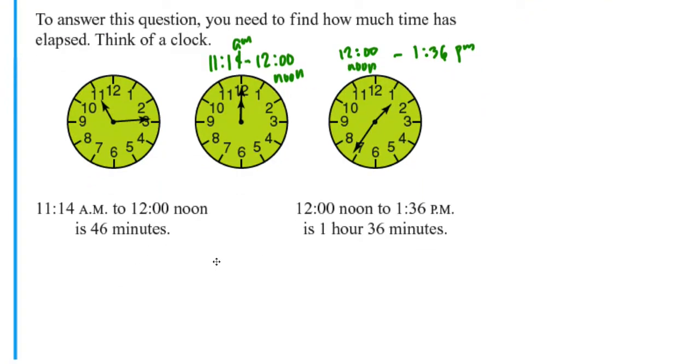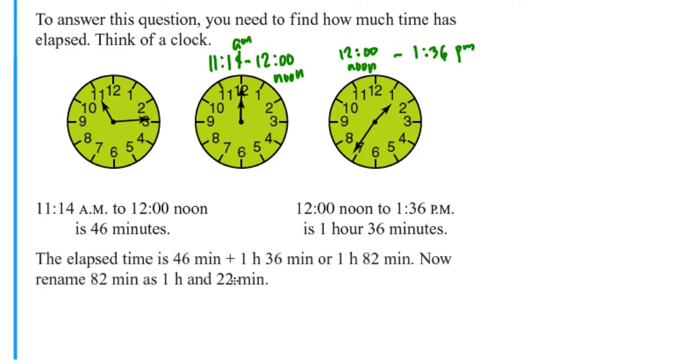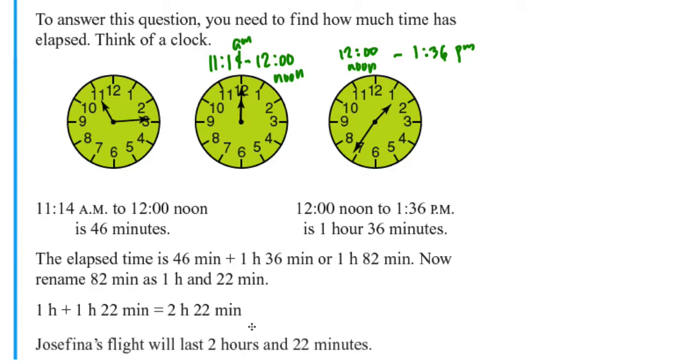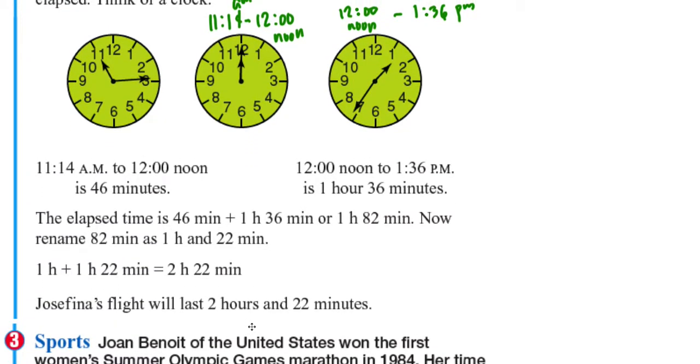So what we need to do is simply add 46 minutes plus 1 hour and 36 minutes, or 1 hour and 82 minutes, and rename 82 minutes as 1 hour and 22 minutes. You end up with 2 hours and 22 minutes. So Josefina's flight will last 2 hours and 22 minutes.